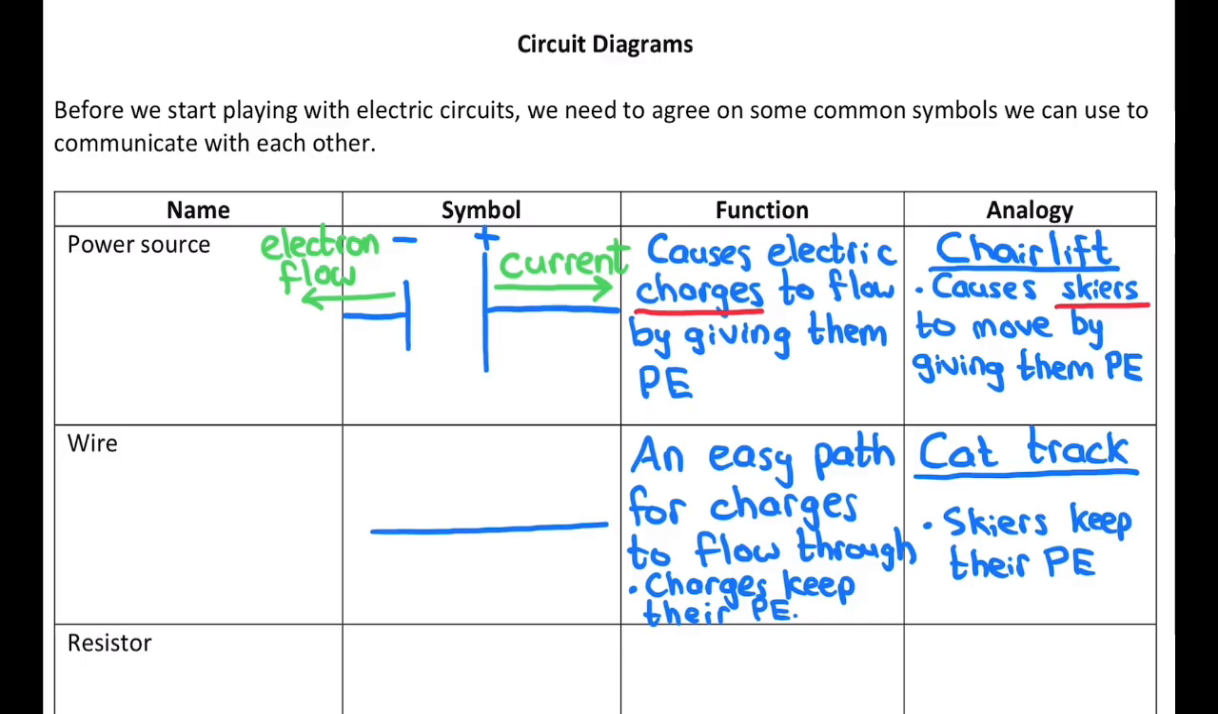And one thing that all of these devices do is they will add resistance to the circuit. So what we're going to model them as is we're going to model them all as resistors. And the symbol for a resistor, for anything that adds some resistance to a circuit, looks like a wire with some squiggles in it. That's the symbol for a resistor. And what a resistor does in an electric circuit is it slows the charges down and causes them to lose potential energy.